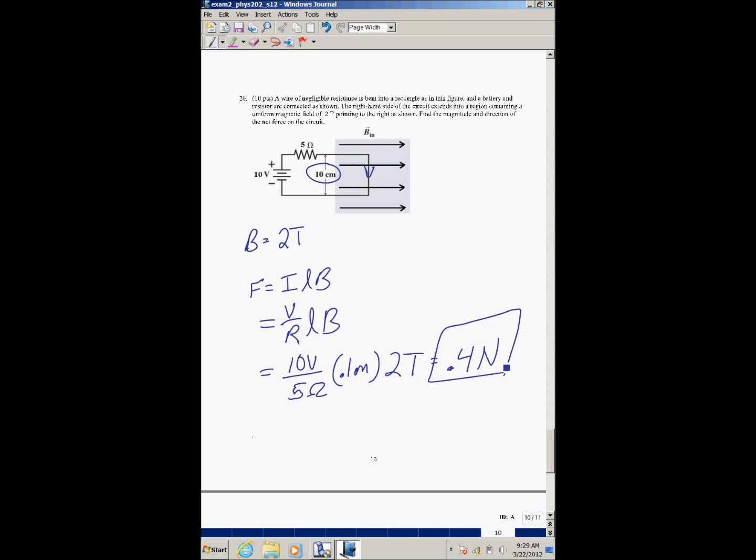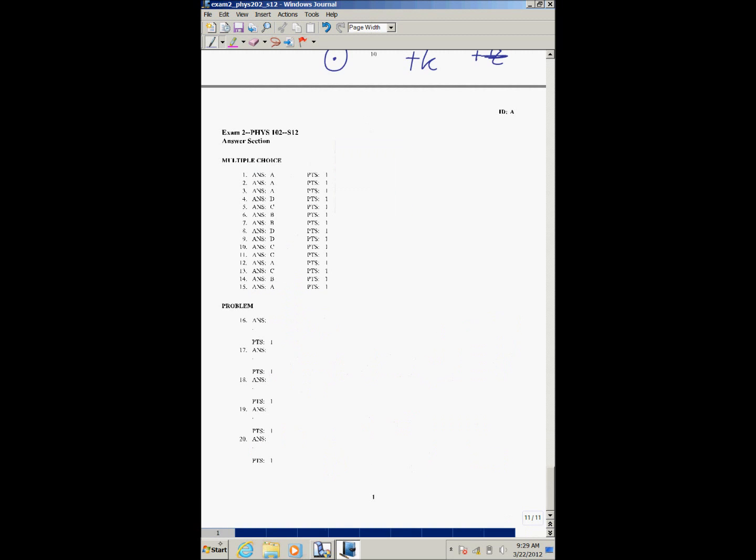So that's the magnitude, and then you have to use the right-hand rule to find the direction. Let your fingers go in the direction of V. They fold towards B. The force acting on this wire is out of the page. You could have also just written the symbol like that, or you could have said that it is in the plus K direction, or the positive Z direction.